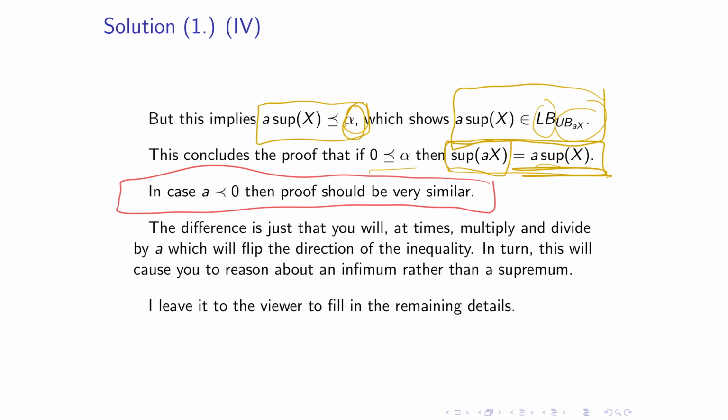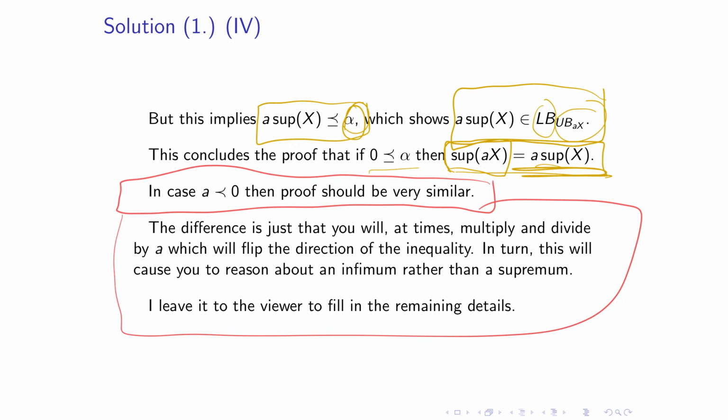It's a good exercise, especially since you've just seen me do the part where a is non-negative. Then you should be able to do similar moves to prove the case when a is strictly less than 0. Just notice that you're going to need to guarantee that the set is non-empty and bounded below, and multiplying by a negative is going to flip the direction of inequalities whenever that comes up. So you're going to have to be careful about that. But it should not be too hard, especially given that you've just seen me do this. So I'm going to leave that to the viewer.